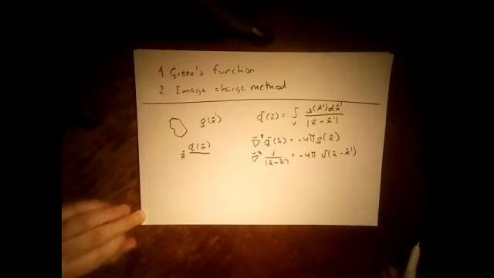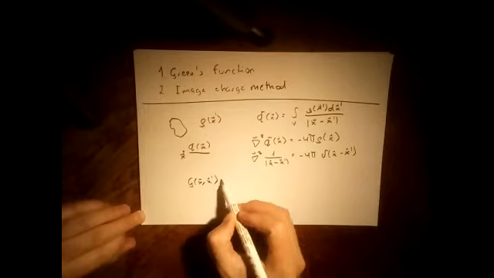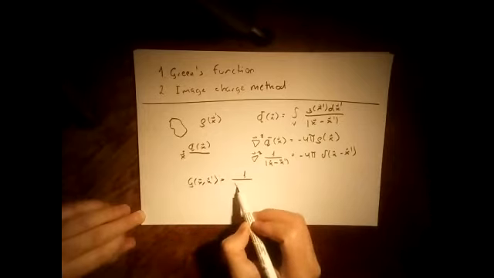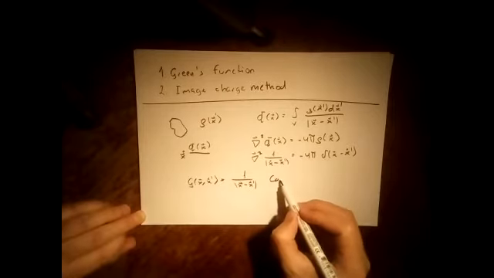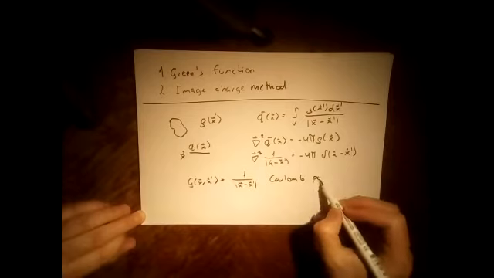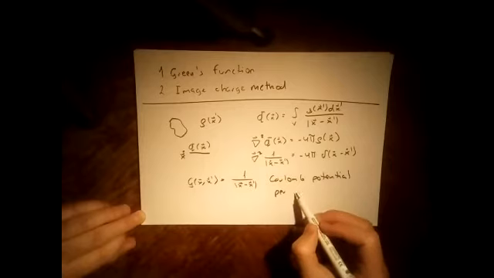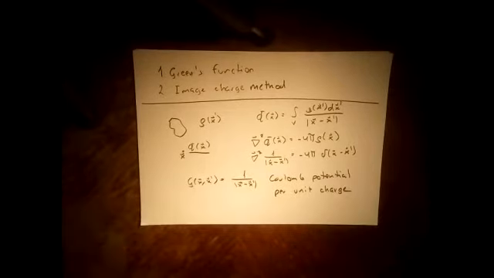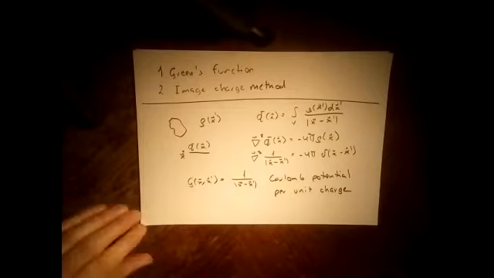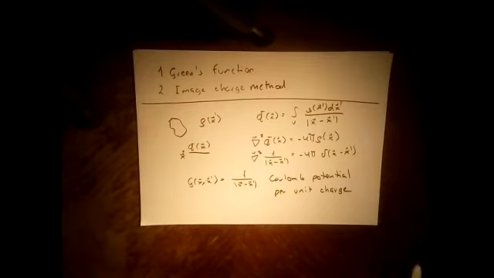Let me say at the outset that in this case, what we call the Green's function is this. Basically, it's the Coulomb potential per unit charge. That's where we start. But now we want to actually address different types of problems.